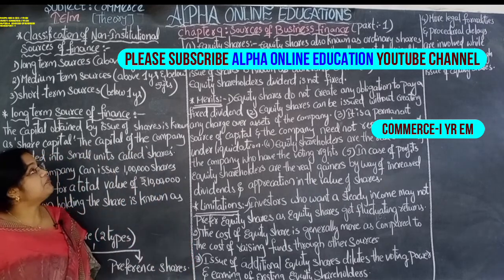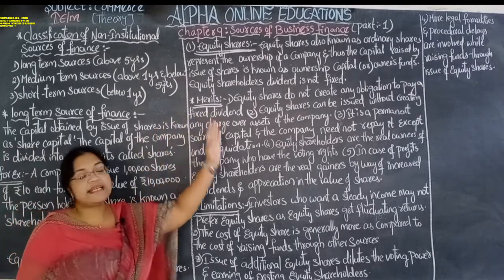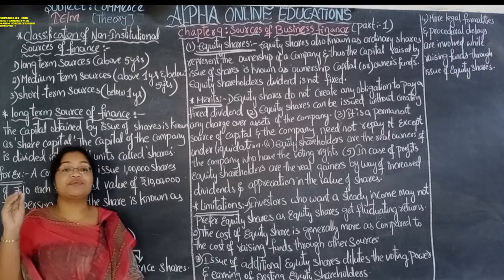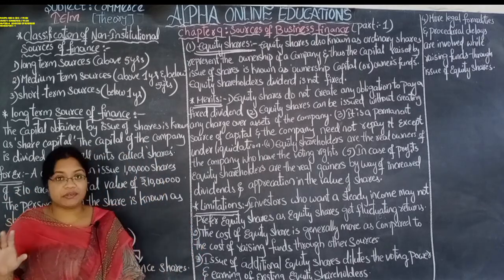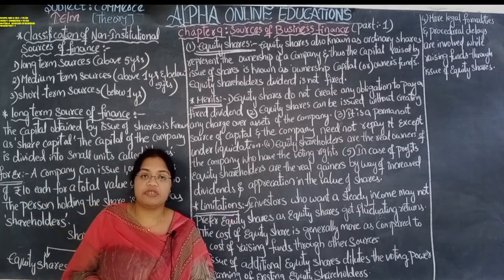The chapter that we are dealing with is the 9th chapter, Source of Business Finance. What are the sources for a business to raise finance? That is what we are going to study in detail in this chapter. So this is the first session of this chapter.